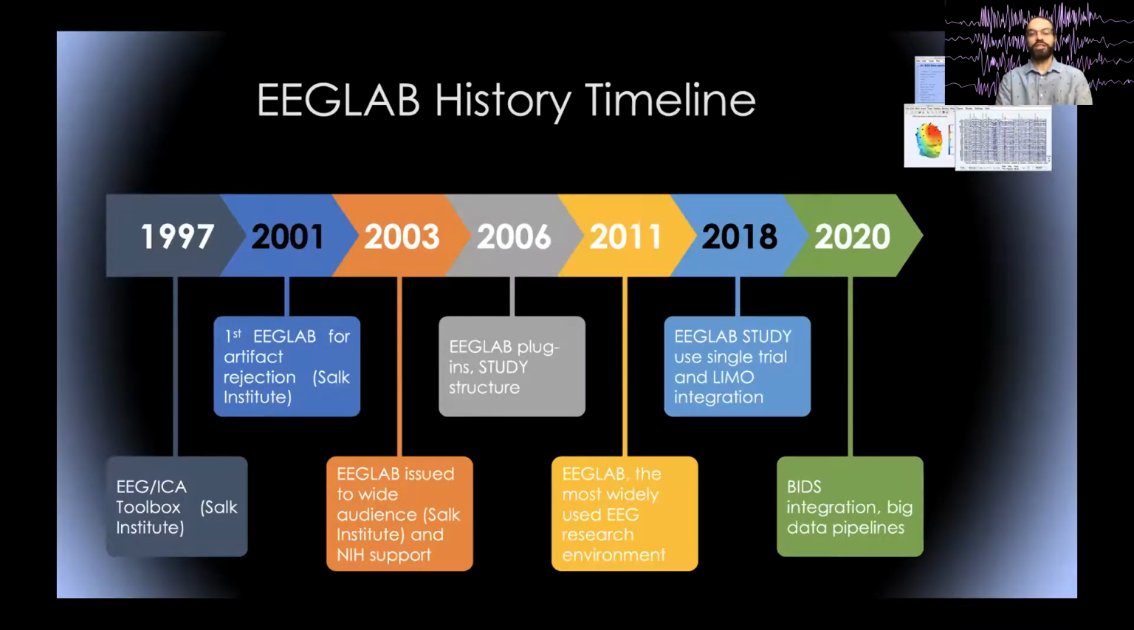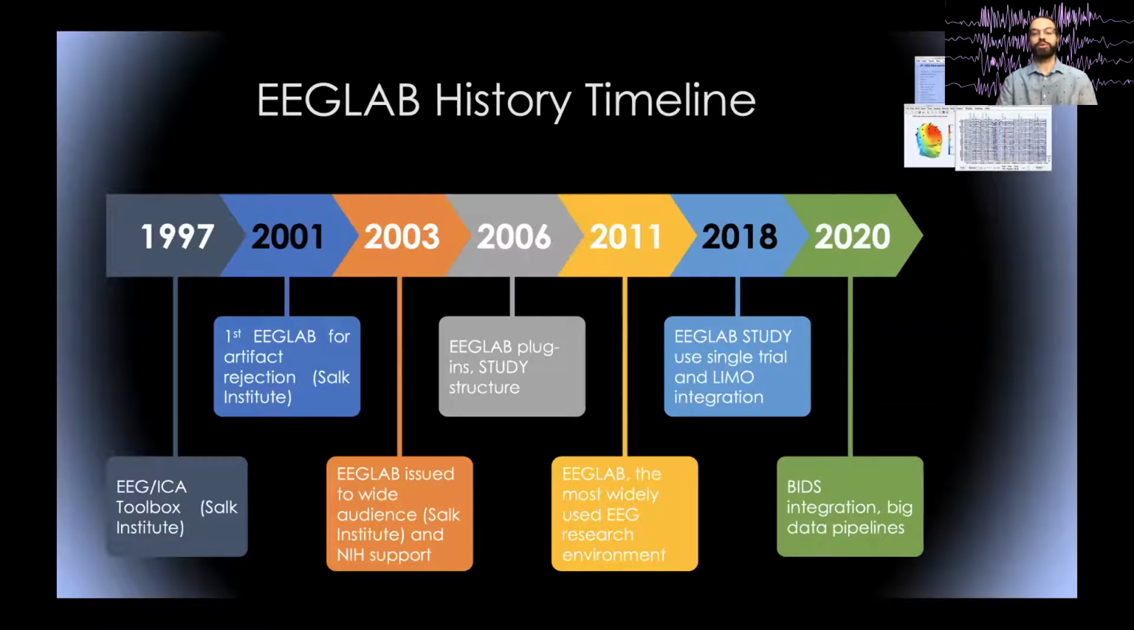In 2018, we had a drastic change in EEGLAB. Before that, it relied on computing averages at the group level. And in 2018, we changed it, so everything was done at the single trial level. So of course, much more disk and memory requirements, but eventually better statistics.